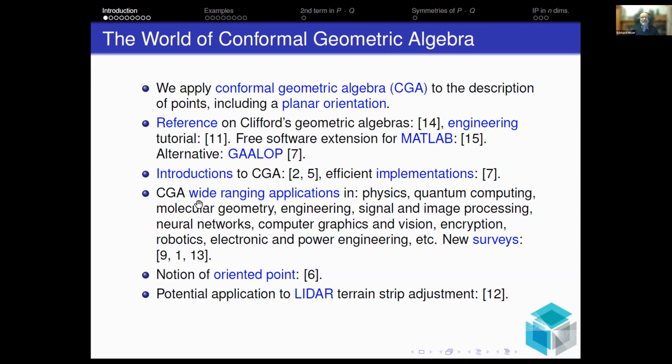So CGA has wide-ranging applications in physics, quantum computing, molecular geometry, and so on. And most of it has already been presented, at least with a few nice examples, in this conference. Extensive surveys are these 3 papers, which you find in the reference list. And the notion of oriented point is in paper 6, from 2011 by Dietmar Hildenbrand and his student Patrick Chaillet. It may have potential application, for example, for LiDAR strip adjustments.